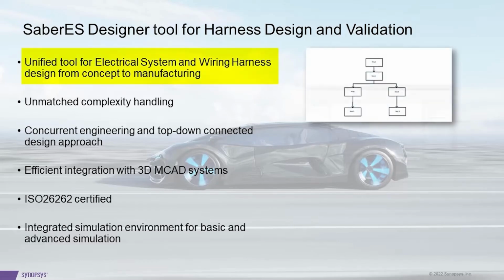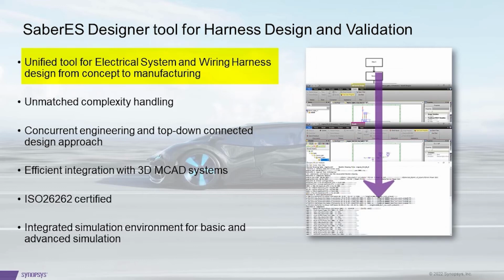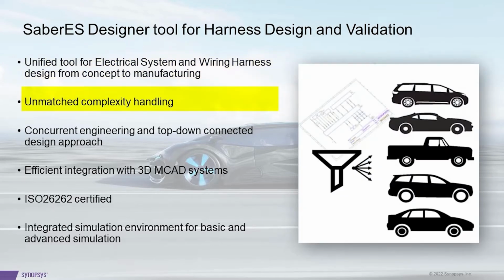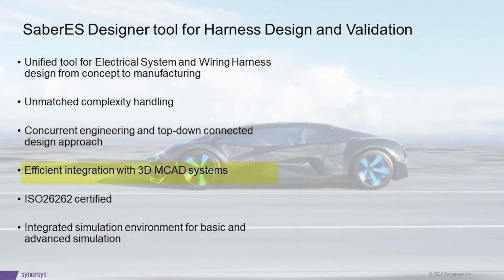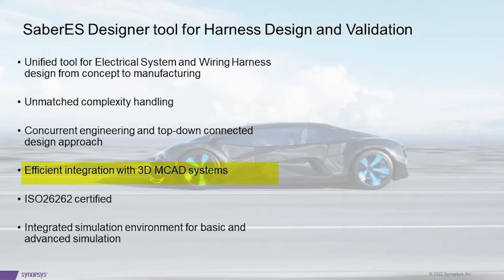Designing and validating a modern vehicle wiring system is a significant and challenging task. SaberES Designer provides an efficient solution to do this from concept to manufacturing. Wiring harness is quite complex in nature. SaberES Designer handles system-wide design variants and enables you to design wiring harness from variety of complex system and vehicle models. It supports concurrent engineering by offering robust check-in and check-out from single design database and maintains data integrity through top-down connected design flow. It allows efficient integration with leading 3D MCAD systems such as CATIA and Creo.